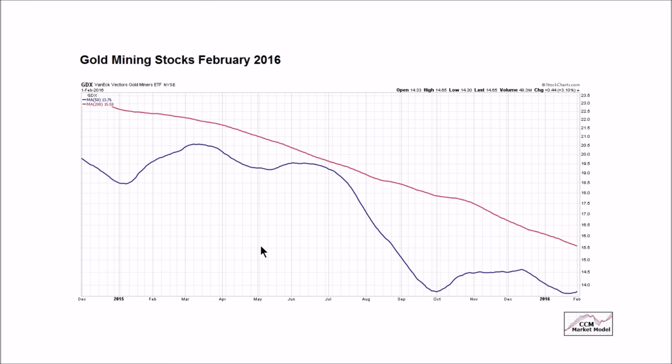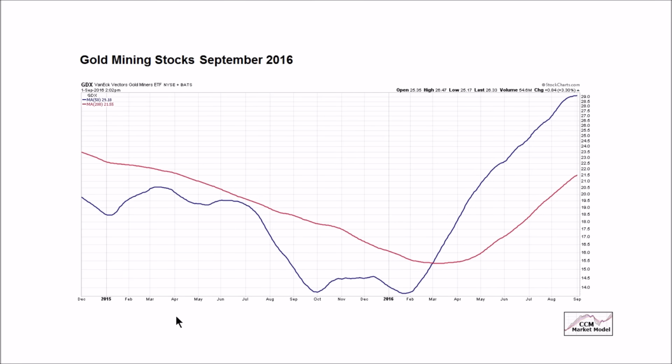We know there's a ton of debt in the global financial system, and the history books and the historical script says that central banks most likely will try to inflate it away. This is a deflationary look here in February of 2016 for gold mining stocks. Here we have a clear downtrend in gold mining stocks with a long-term negative slope on our 200-day moving average.